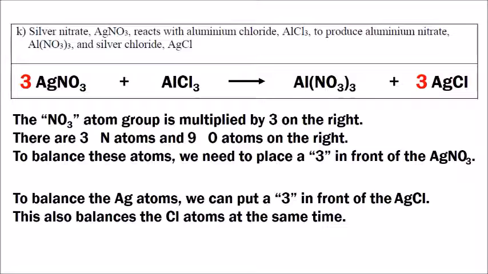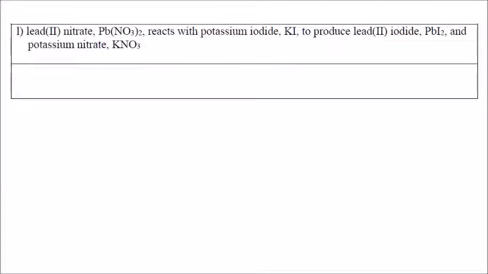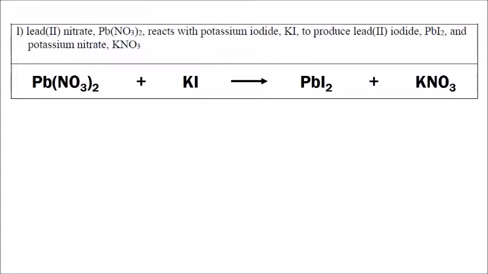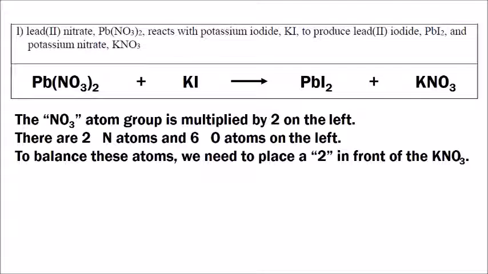In our next reaction, we start with a chemical called lead-2 nitrate. It reacts with potassium iodide, and it produces lead-2 iodide and potassium nitrate. So we see the NO3, which is called nitrate. That atom group is multiplied by 2 on the left, giving us 2 nitrogen atoms and 6 oxygen atoms on the left. Let's place a 2 in front of the potassium nitrate, which will balance those atoms.